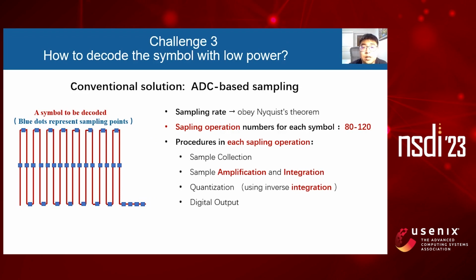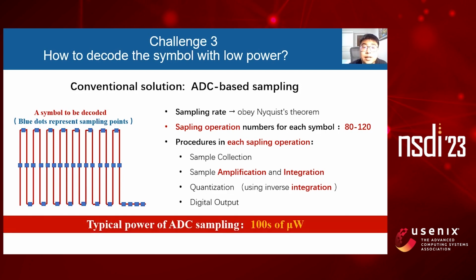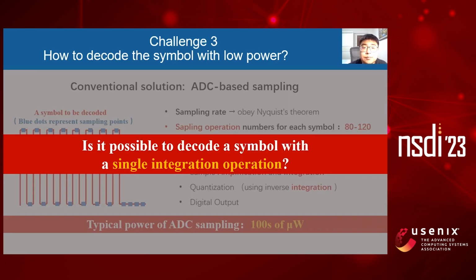The third challenge is how to decode the symbol with low power. The conventional solution is to use ADC-based high-speed sampling to achieve decoding. To satisfy Nyquist's theorem, each symbol will be sampled for 80 to 120 times. Each sampling operation involves 2 integration operations and 1 amplification operation. In summary, ADC sampling typically consumes hundreds of microwatts, which can account for the majority of a backscatter device's total power consumption. If we can decode a symbol with only a single integration operation, the decoding power can be significantly decreased.